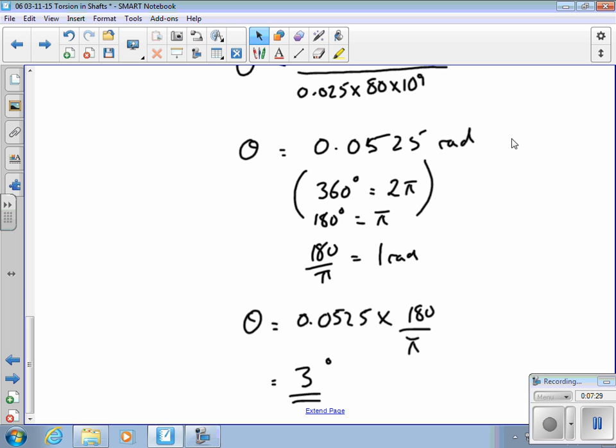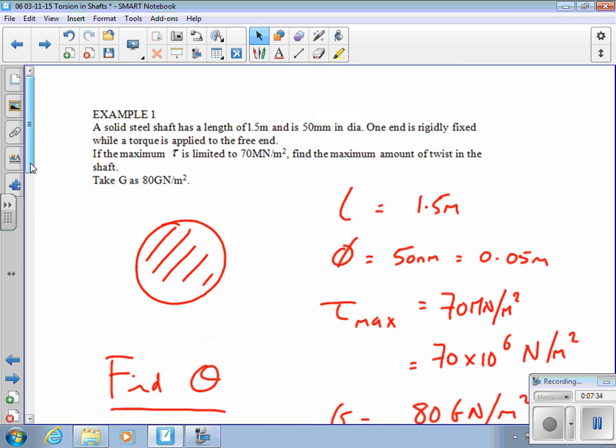Quick recap then. What do we want to find? First thing I look for in these sorts of things is, what am I after? Find the twist. So I'm after the angle. What do I know? I know the length, I know the diameter, so I know the radius. I'm going to have to do something about the units there, I say to myself. I know the stress, that's in mega newtons, and I know G, the shear modulus, is 80 giga newtons per square metre.